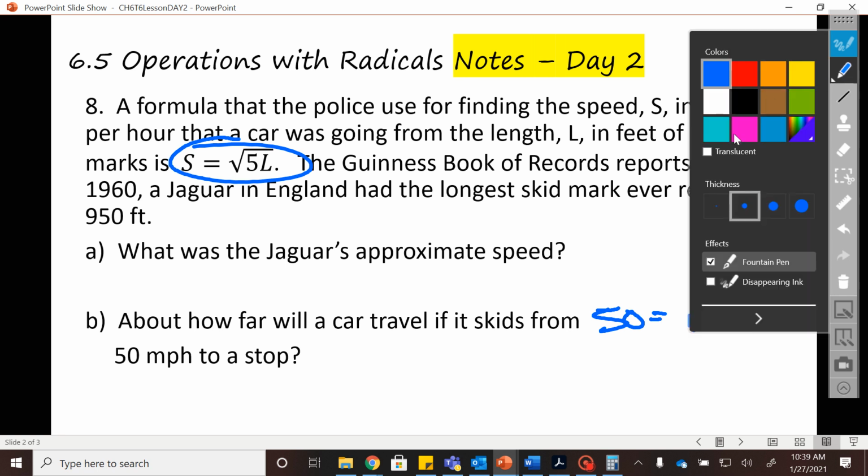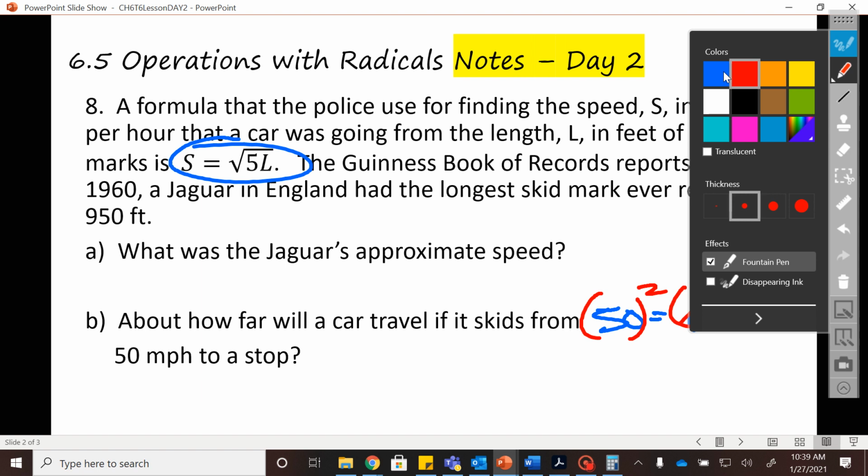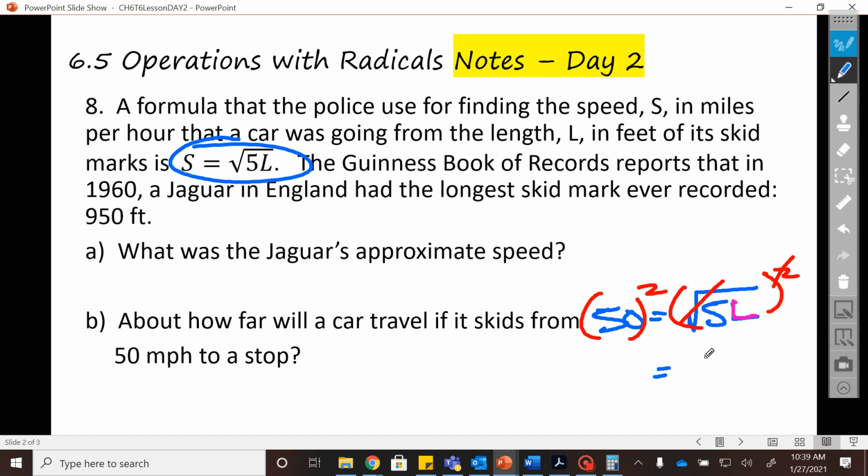This is a little bit different because this time I have to solve this equation for the length. So I have to solve this radical equation. I have to get rid of the square root symbol and I have to get rid of the 5. First I'm going to get rid of the square root symbol by squaring both sides, because a square gets rid of a square root. So that just leaves me with 5L on the left side, and then the right side becomes 50 squared, which is 2,500.